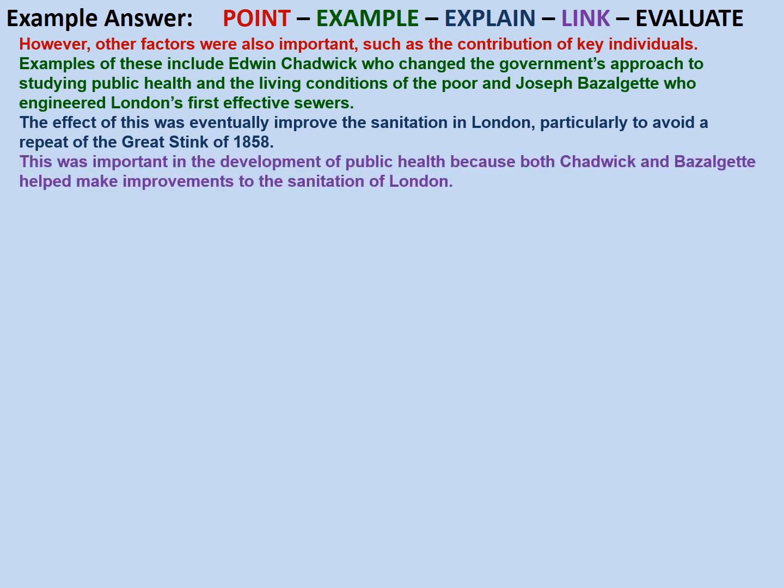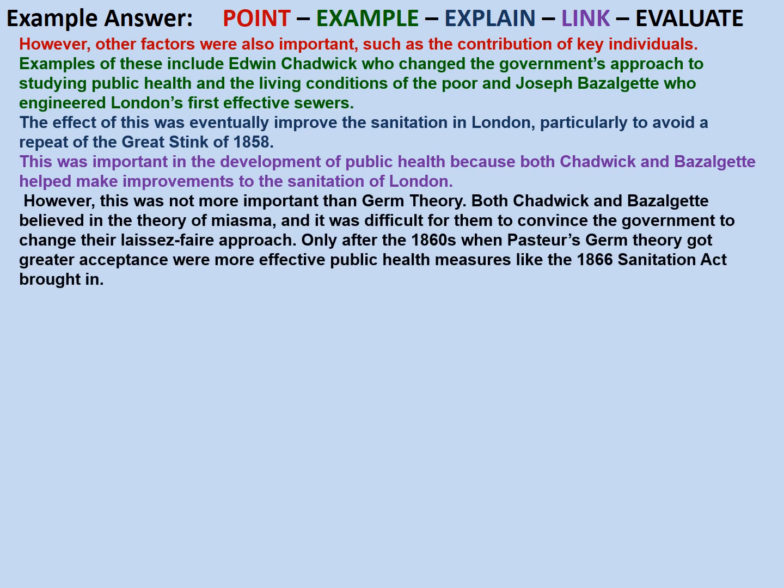This was important in the development of public health because both Chadwick and Bazalgette helped make improvements to the sanitation of London. However, this was not more important than germ theory. Both Chadwick and Bazalgette believed in the theory of miasma, and it was difficult for them to convince the government to change their laissez-faire approach. Only after the 1860s, when Pasteur's germ theory got greater acceptance, did more effective public health measures like the 1866 Sanitation Act begin to be brought in.